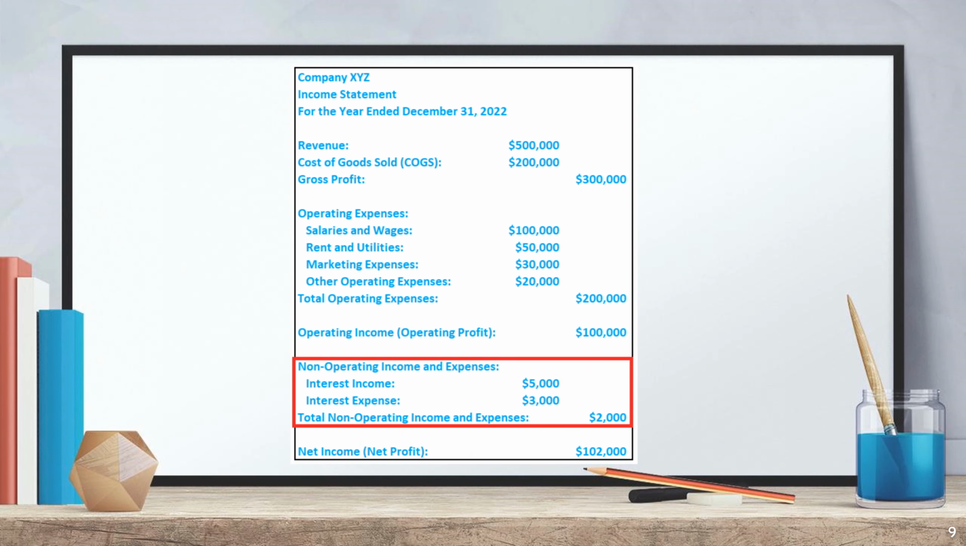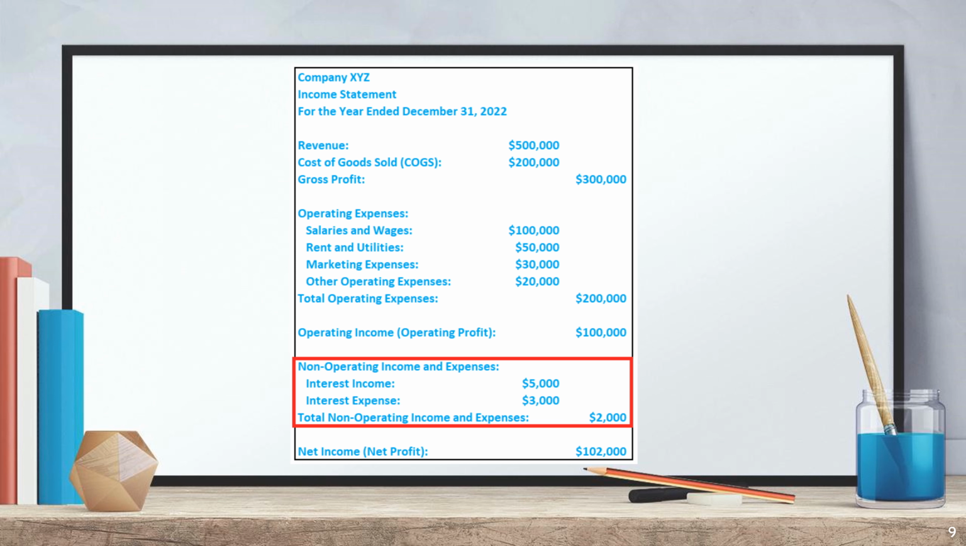But wait, there's more. We have another section called Non-Operating Income and Expenses. This includes any money the company made or spent from activities not directly related to its main operations. It could be things like interest earned from investments or interest paid on loans.